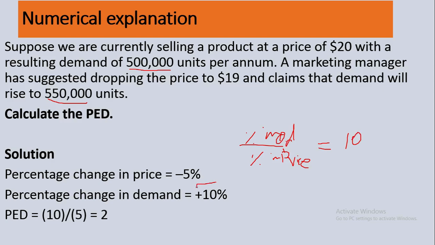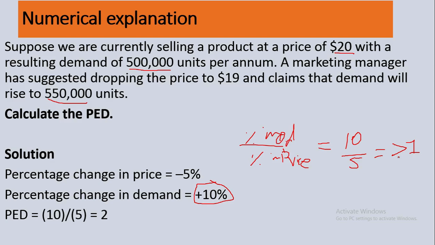And then divide by the percentage change in price. So how much change in price? From 20 to 19. So what is the change? 1. So what is the percentage change? 1 divided by 20 multiplied by 100 gives us 5%. So the answer is 2, that is greater than 1. Clear? So when it is greater than 1, what is it? More elastic or relatively elastic or relatively inelastic?